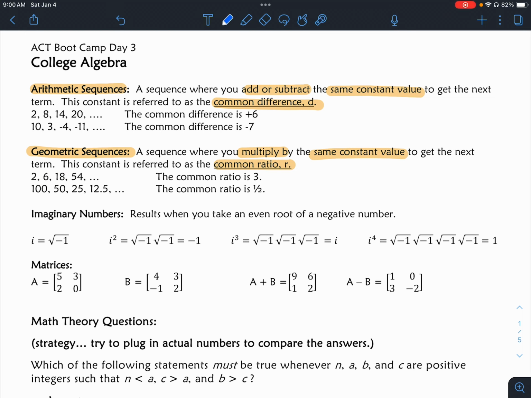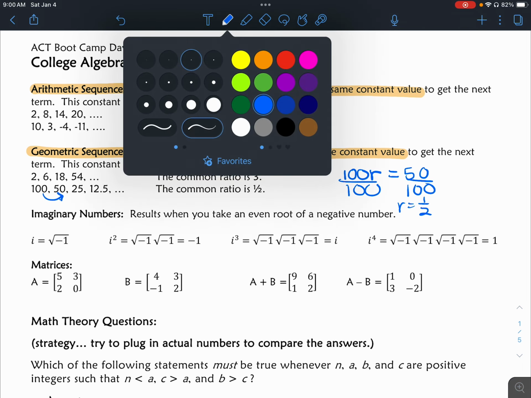If it was something more obscure and you weren't sure what you were multiplying by, just make an equation of 100 times r equals 50, and then solve that equation for r, and that will reveal what your common ratio is.